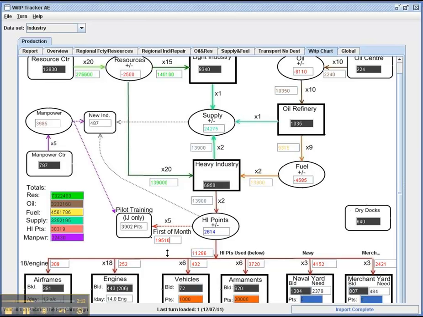Once again, if you don't have enough points available, what it will do is suck your heavy industry points dry, and then for the remaining pilots, they won't actually progress, or their experience won't increase during that time. Okay, so that's the basic nature of production.